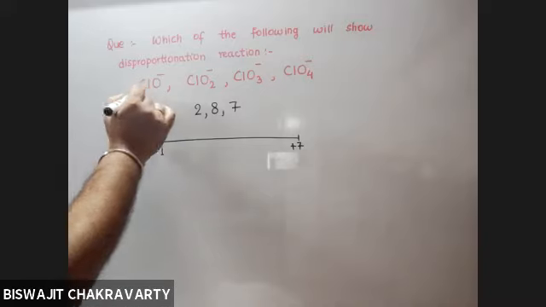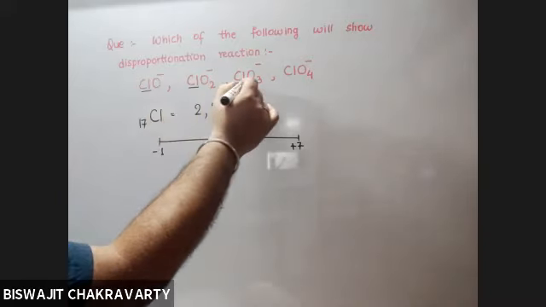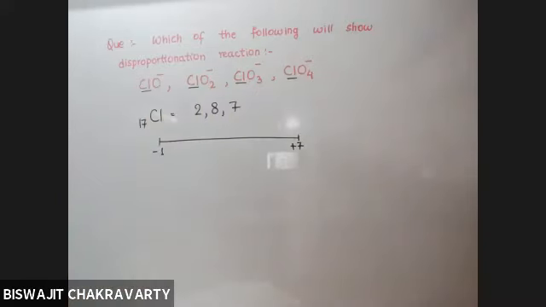Now, in every individual molecular ion, you calculate the oxidation number of chlorine and see whether it is in an intermediate state or not. If not, then it cannot show disproportionation. Only if they are in an intermediate state, they can show disproportionation. Find it out and tell me.